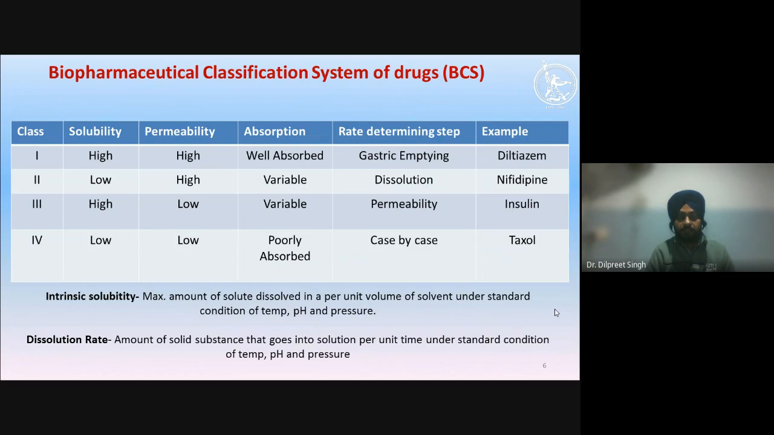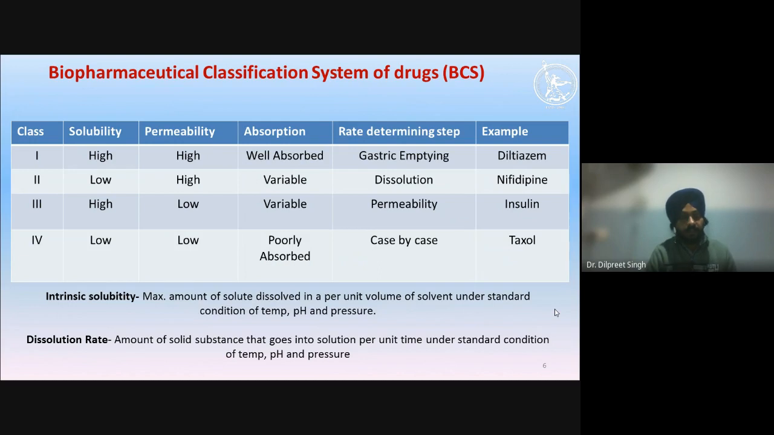It is basically water insoluble in nature, and it exhibits high permeability. The absorption is quite variable, meaning it goes up and down. It shows peak fluctuation values, called peak and valley fluctuation. So the rate limiting step is basically dissolution, and examples include nifedipine, hydrochlorothiazide, acetazolamide, docetaxel, and another example, ACE inhibitors like ramipril.